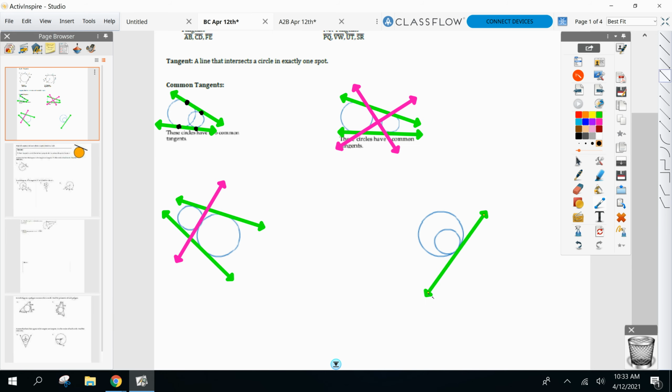Tonight on homework, is it possible to have zero? What would your diagram look like to have zero common tangents? Think about that one. You'll answer that tonight on homework. All right, any questions?